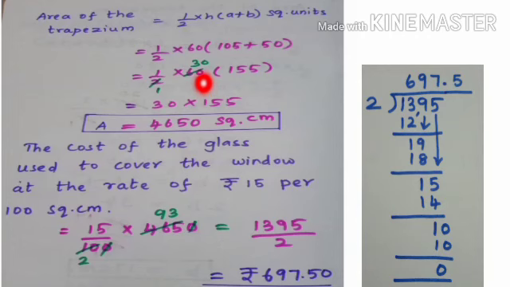155. Now cancelling the 60 and 2, it is 1 time, and this is 30 times. So 30 into 155 we get. Now multiplying these two values, 30 into 155, we get 4650 square centimeter, which is the area of the trapezium.